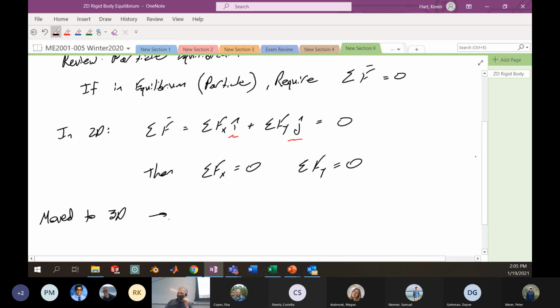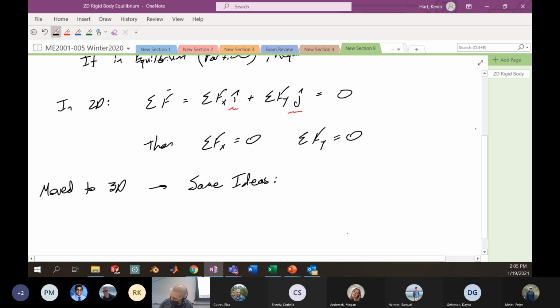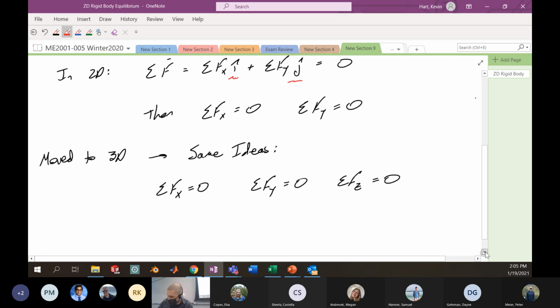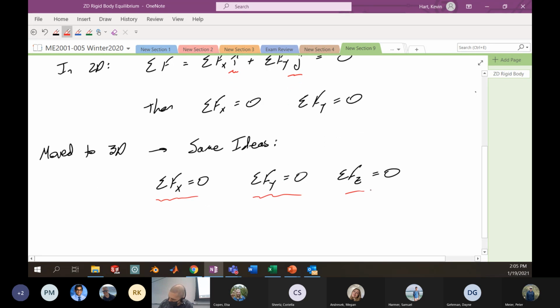And in 3D, very similar idea. For a particle, for equilibrium to hold, the sum of the forces in x equals 0, the sum of the forces in y equals 0, and the sum of the forces in z equals 0 if we're talking about 3 dimensions. This is particularly in rectangular coordinates. All right, so that's for a particle. In 3D, we've got these 3 equations. So for a particle, you end up with these 3 equations.